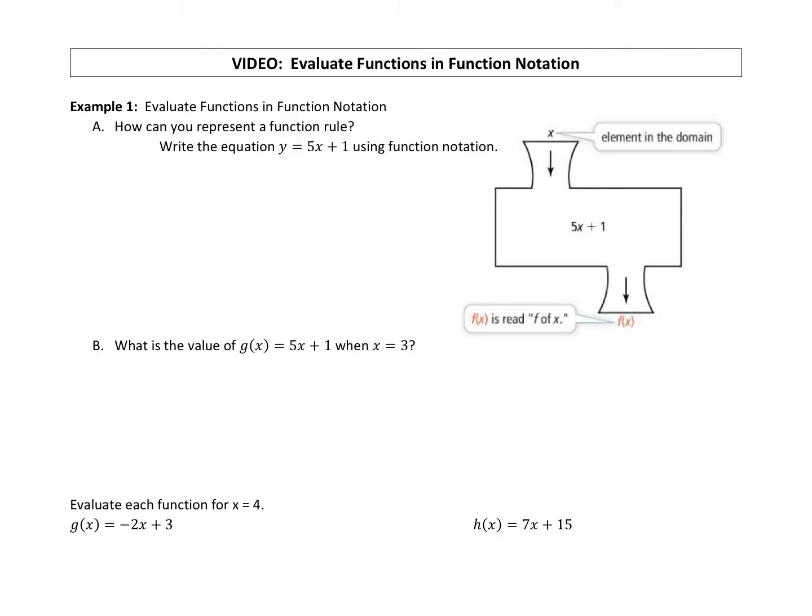Just a reminder that a function is a rule that takes an input, or an element in the domain. So it takes an x, that's our input. It processes the function, it does the math, 5 times that value plus 1, and then it maps it to an output, or an element of the range. So this f of x is the output from this element x in the domain.